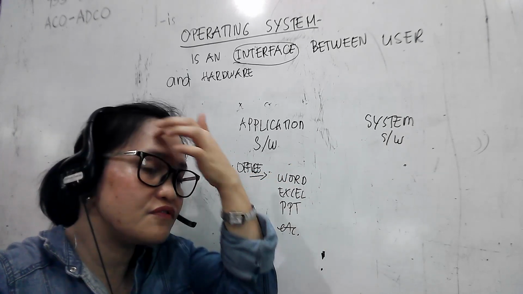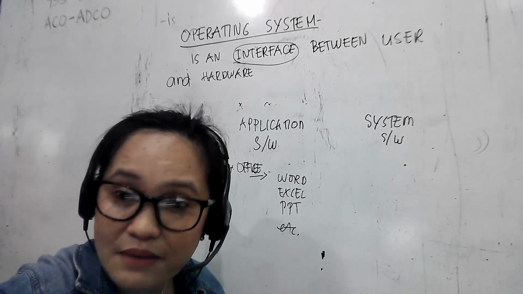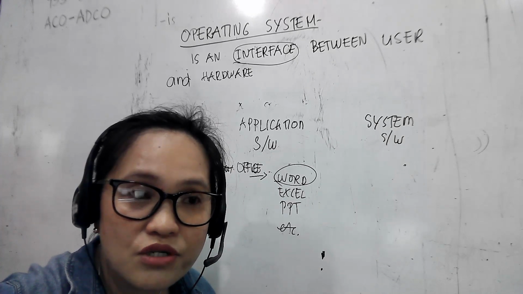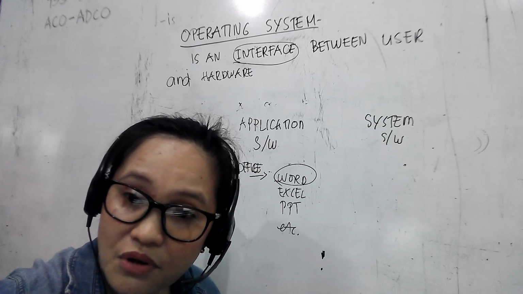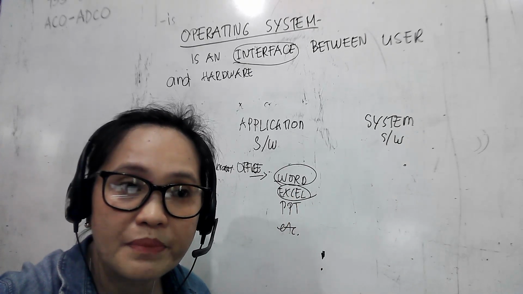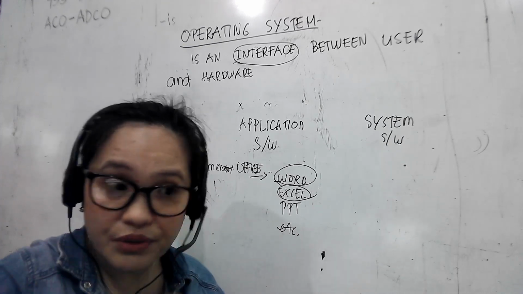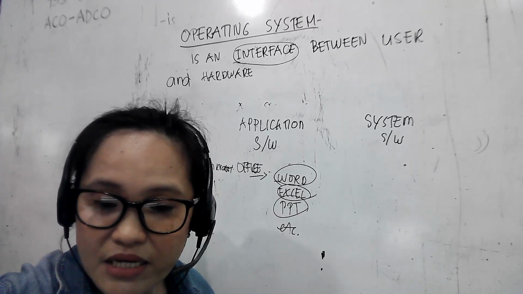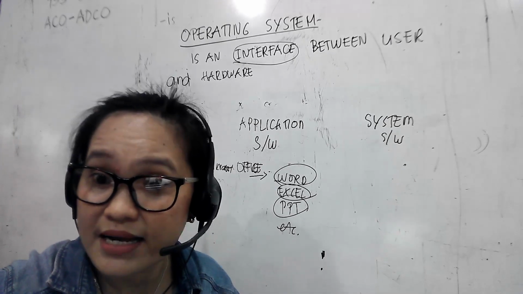Let's say, for example, if you're going to make documents of some sort, you're going to use Word. If you need calculations or computations where you input formulas, you can use Excel. When you need a presentation, you can do it through the PPT. So basically, an application software does a specific task.